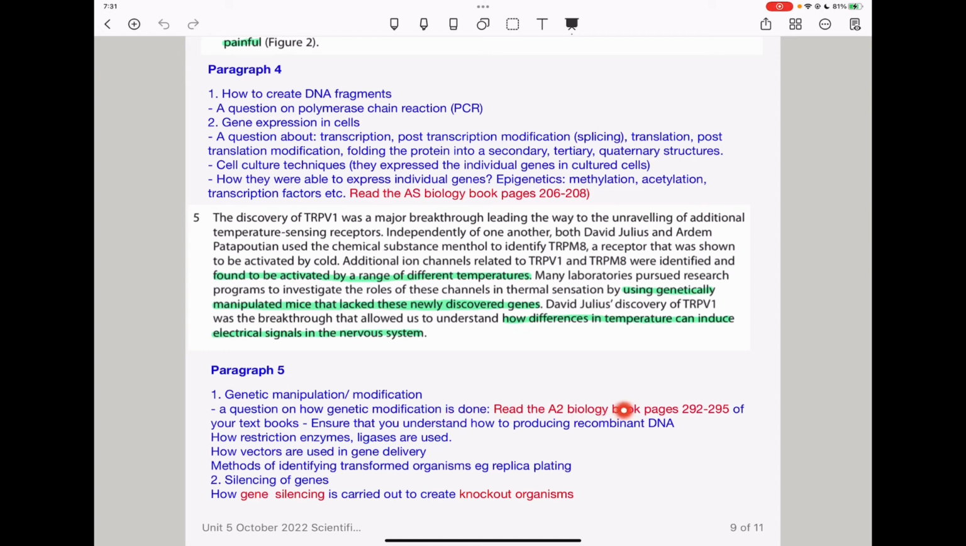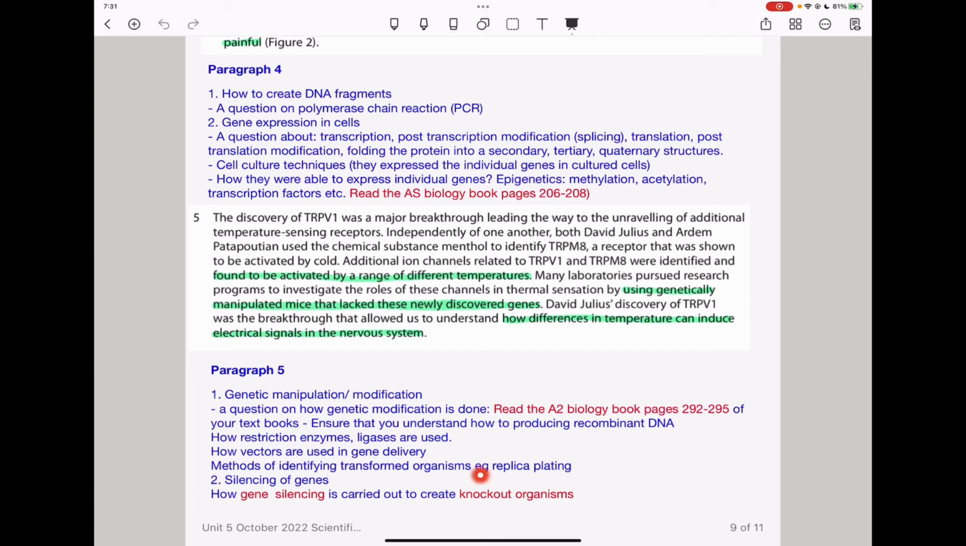Please revisit your A2 biology book, page 292 to 295, in order to ensure that you understand everything about production of recombinant DNA. They could also ask about restriction enzymes, ligases. They could talk about vectors and gene delivery into the target. They could also talk about methods of identifying that the organism has been transformed.